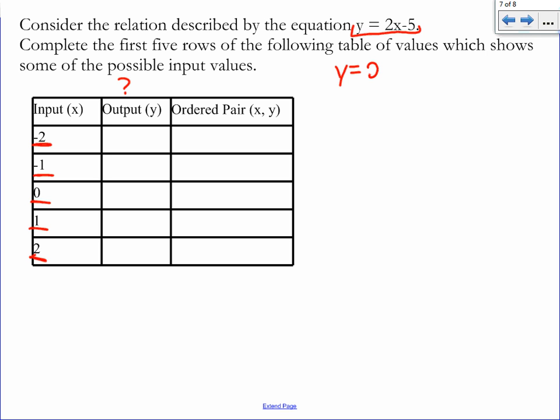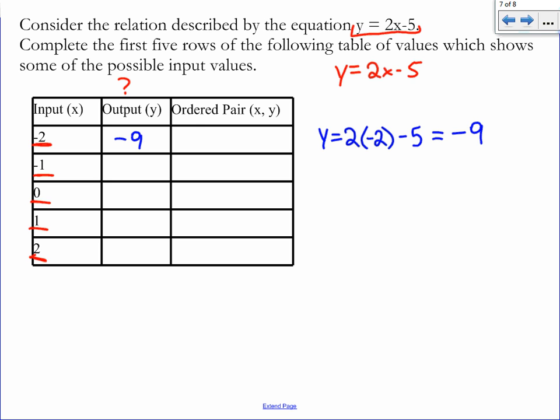So our first one would be y equals 2, and instead of x, we put what our input is, -2, minus 5. You punch that in your calculator and you get -9. So your output would be -9. As an ordered pair, we always write it x comma y, so it's -2 comma -9.